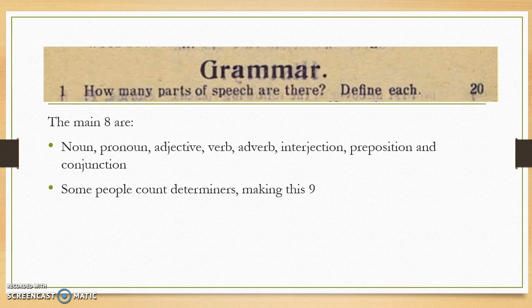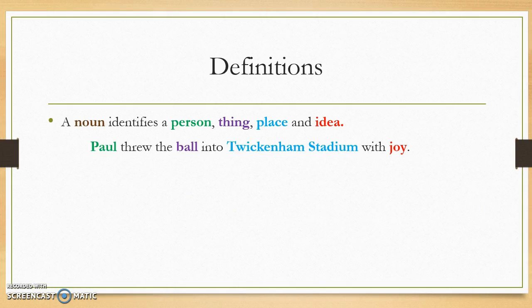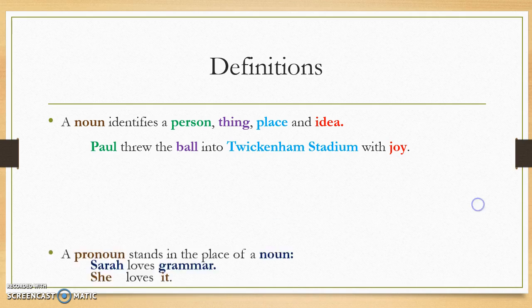Some people also count determiners, making this 9. So let's have a look at them. A noun identifies a person, thing, place and idea, and I've colour-coded them here in the example for you. So Paul, the person, threw the ball, the thing, into Twickenham Stadium, the place, with joy, the idea.